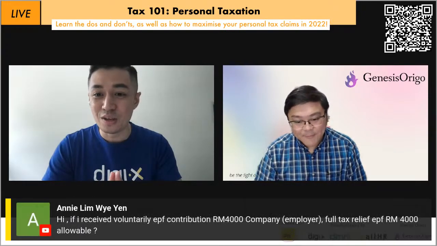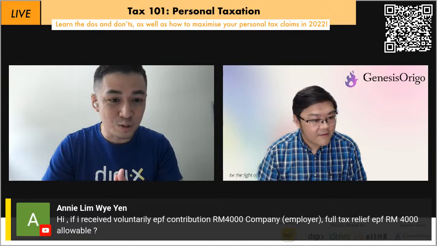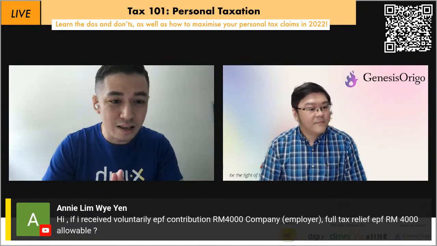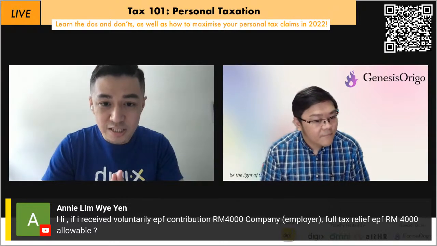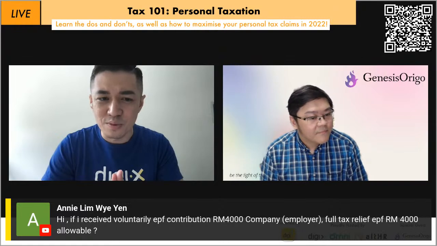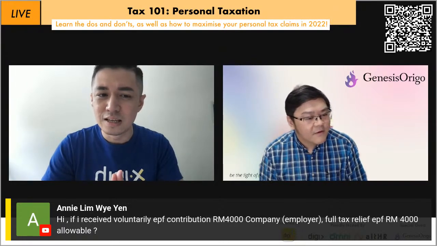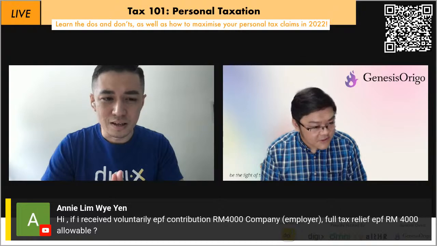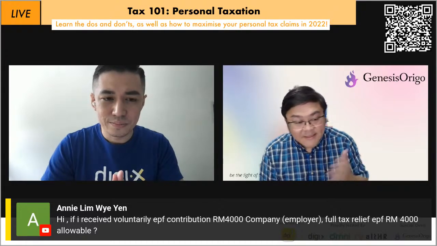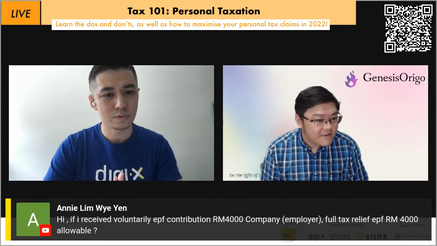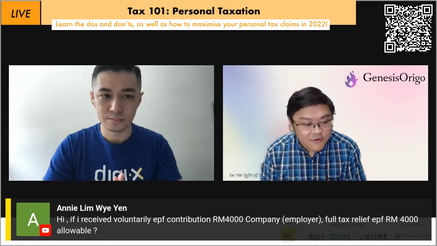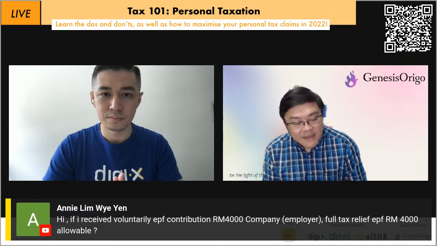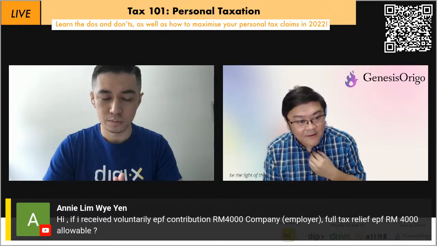All right. Given the time, we can only take the last question from Annie Lim Wei Yen. Hi, if I receive voluntary EPF contributions of 4,000 ringgit from the employer, that means the company, is full tax relief for the EPF 4,000 allowable? Now, I don't quite understand the question, but I'm trying to make sense of it. I think it's a very nice boss who is trying to give Annie an additional 4,000 contribution from the boss's side. Now, the answer is no, because the relief that you claim is your own amount, not from your boss.